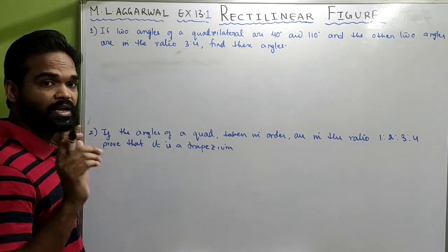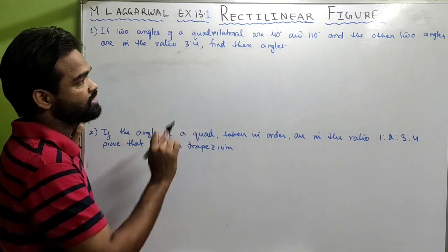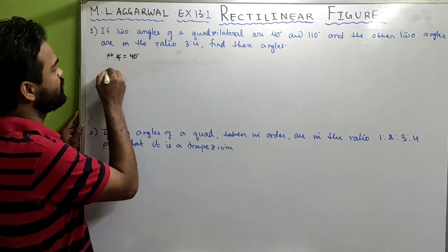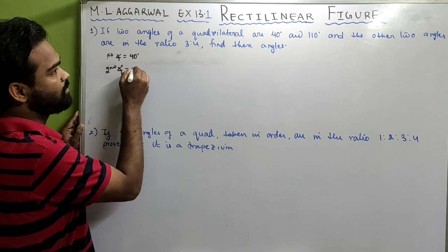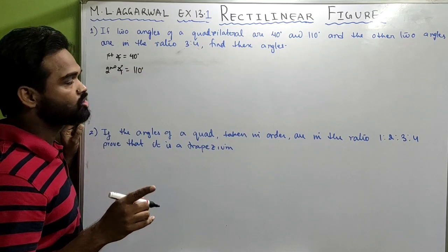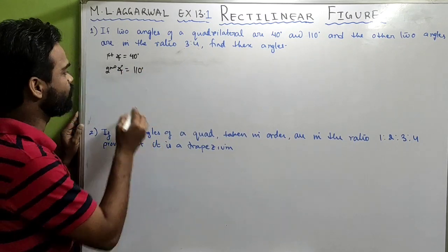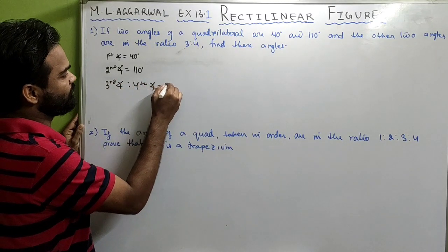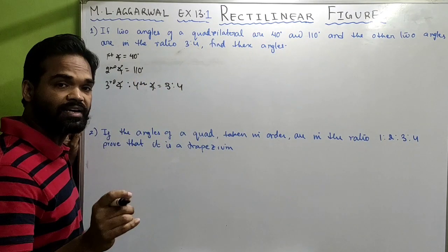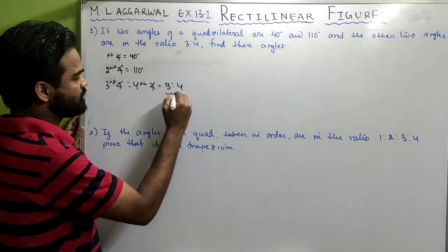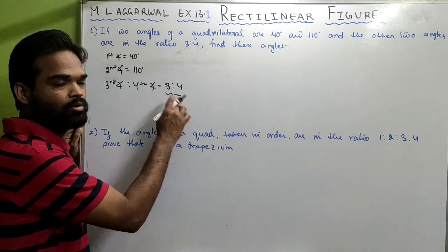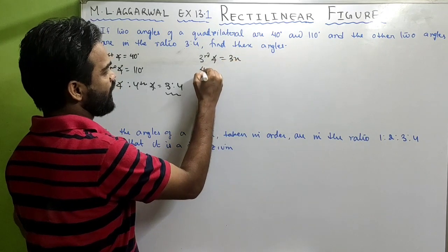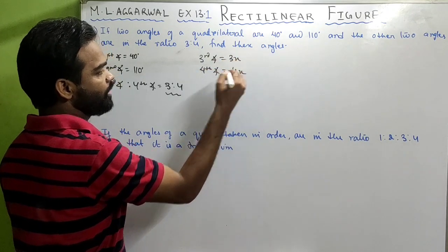So the first sum: if two angles of a quadrilateral are 40 degrees and 110 degrees, which means the first angle is 40 degrees and the second angle is 110 degrees, and the other two angles are in the ratio 3:4, so the third angle to the fourth angle is 3:4, find these angles. Now, the ratio of the third and fourth angle is 3:4, so I can take the third angle as 3x and the fourth angle as 4x.